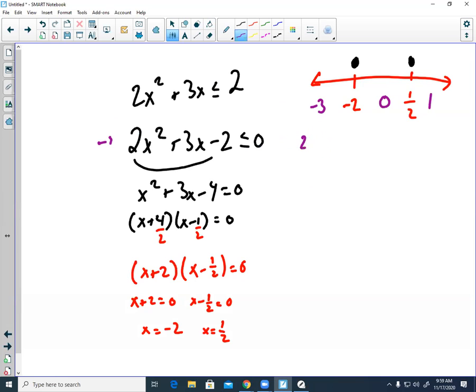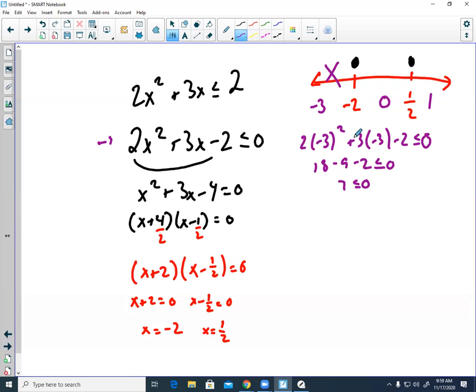So 2 times -3 squared plus 3 times -3 minus 2 is less than or equal to 0. So -3 squared is 9 times 2 is 18. 3 times -3 is -9. Minus 2 is less than or equal to 0. So that is 7 is less than or equal to 0, which is not true.